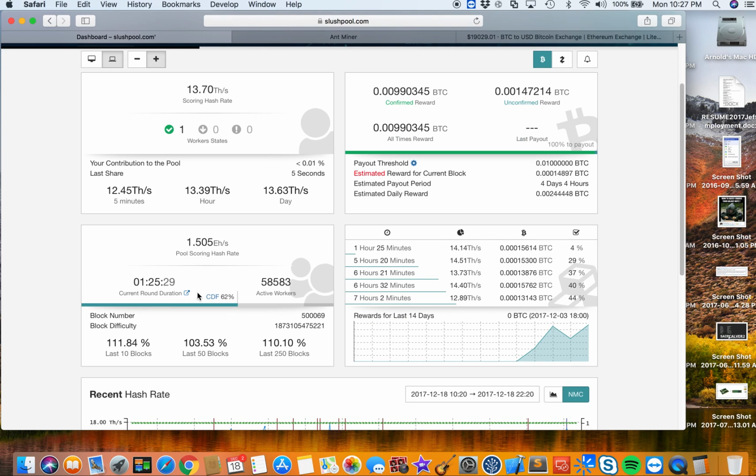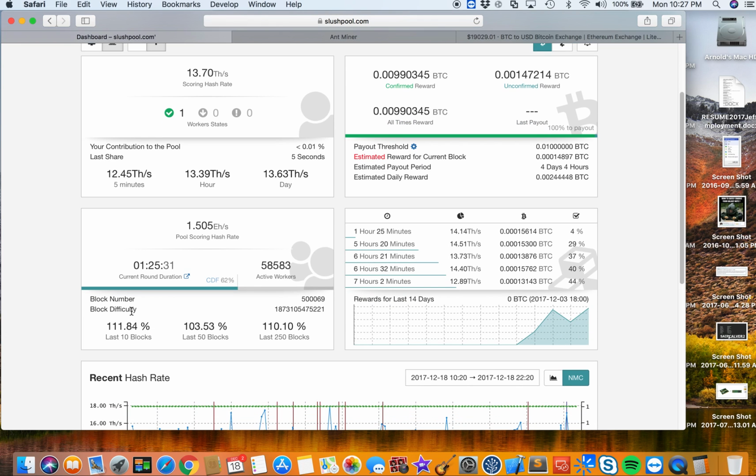Okay? And if you look at the difficulty, it seems like the difficulty has been increasing. So it's 1873105475221 now, and if you look at the last 10 blocks, it got increased by 111.84%, and from the last 50 blocks it's 103.53%, and the last 250 blocks it's 110.10%.